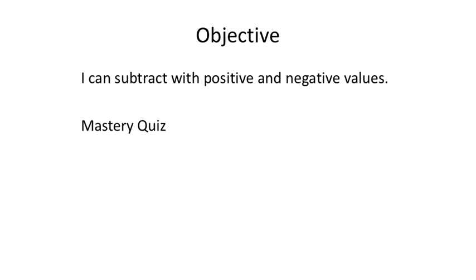So there's our objective. Now it says mastery quiz. I believe we have a mastery quiz on this lesson, but we take it at the beginning of class next time, okay? Which would, for us, be next Tuesday. But there's our objective. I can subtract with positive and negative values. You should be able to do that because, well, we did, I think 8 examples or something like that. Should be pretty good now.